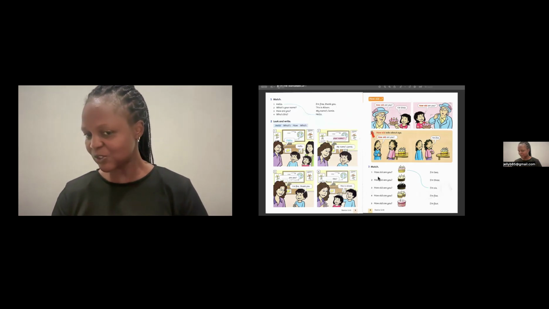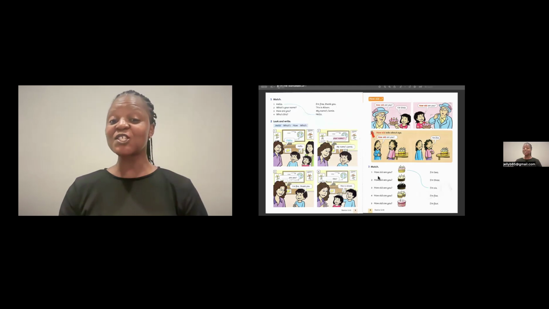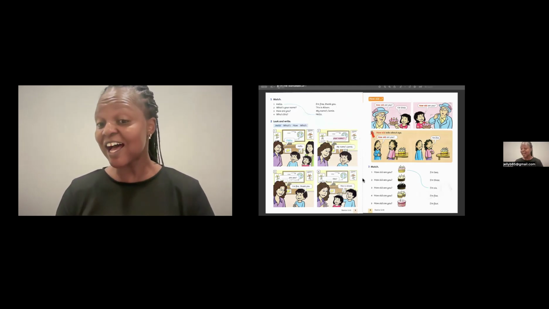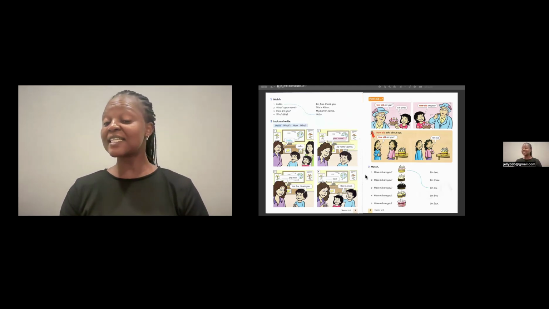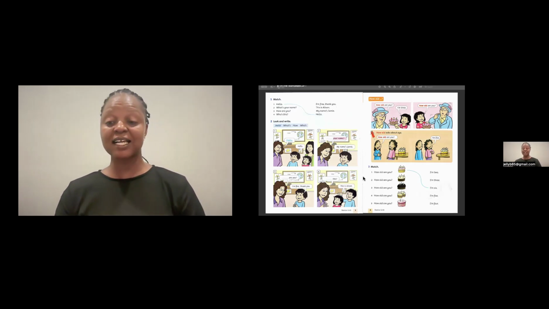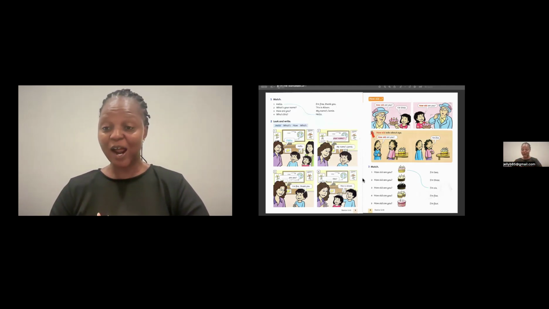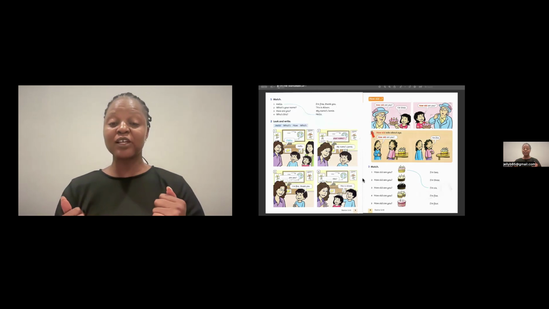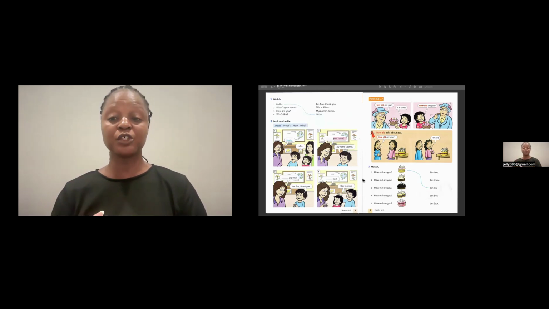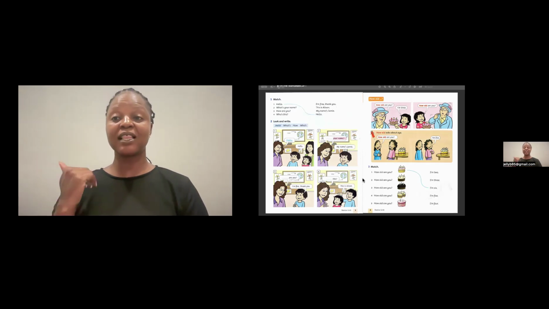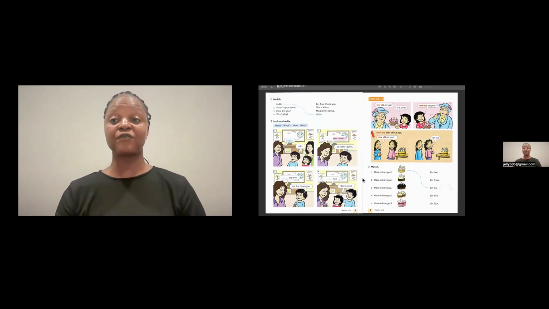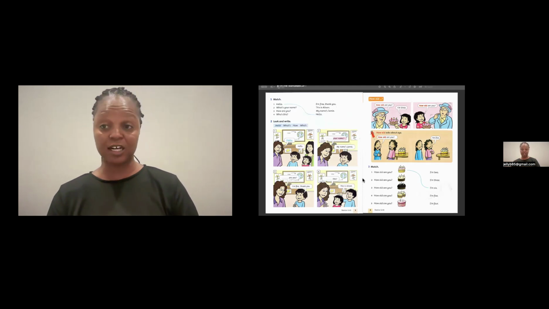Can you count the candles for me? How many candles do you see? 6 candles. So we have our answer. All right, the number is 6 because there are 6 candles. Now, the answer is I am 6. All right, so I will ask you a question. How old are you? You will count the candles and give me the number of the candles as an answer.